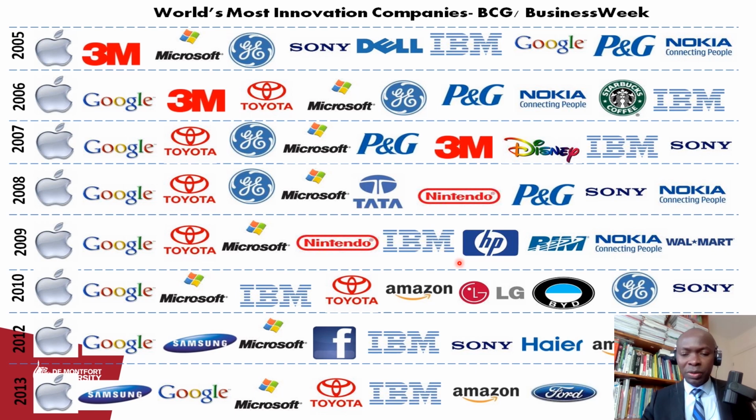There are a wide range of companies that make the list, but the common ones from 2005 to 2013, for example, some of these companies that you can see on your screen, like LG, and other companies that you can see on the screen. This is just an example of some innovative companies, and as we start to look at strategic innovations, you will see why these companies are distinct or considered to be innovative.